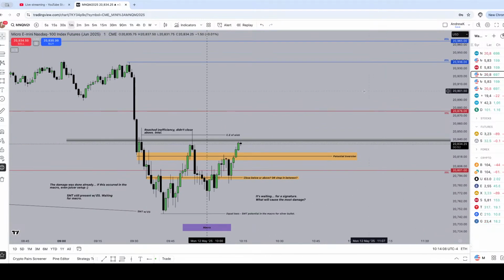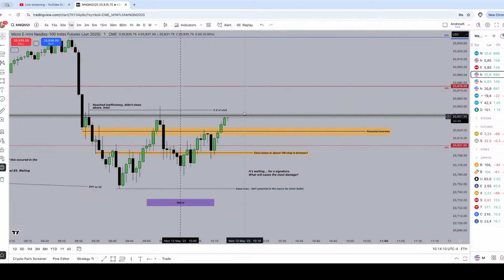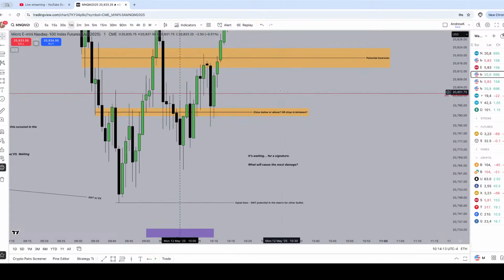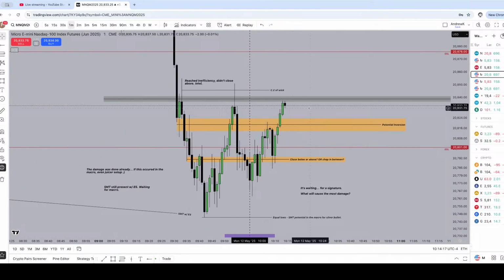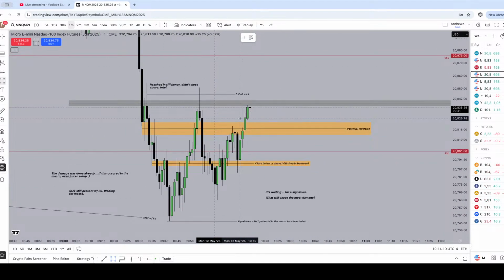This is a low-hanging fruit objective. It's 100 points away. So now you have a fair value gap here. So watch it. So potential here. Include the BISI. You can use whatever you want. Use whatever you like. If you like trading inversions, use the inversion. If you like using an order block, use an order block.